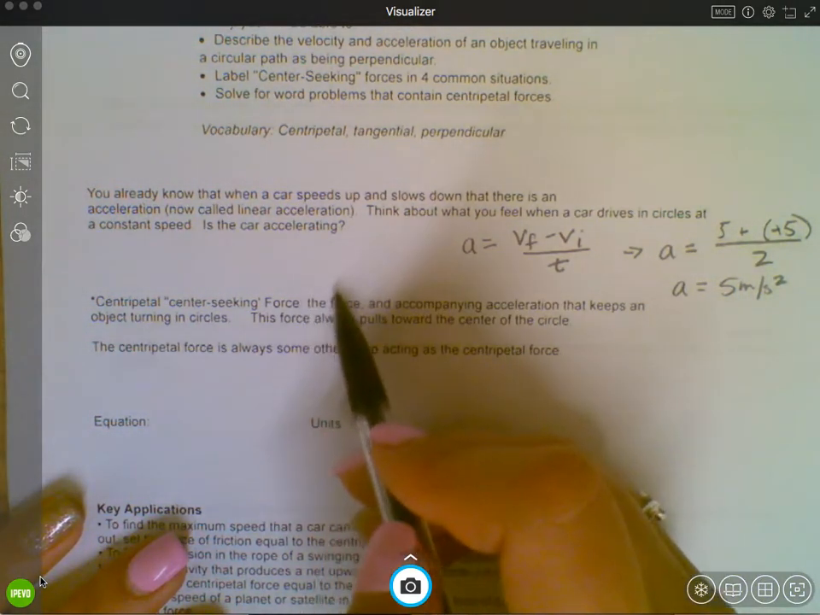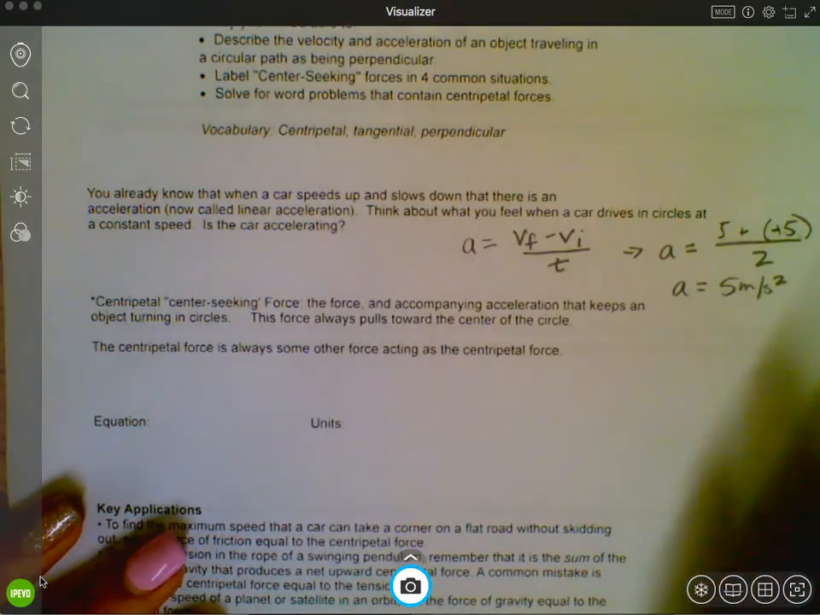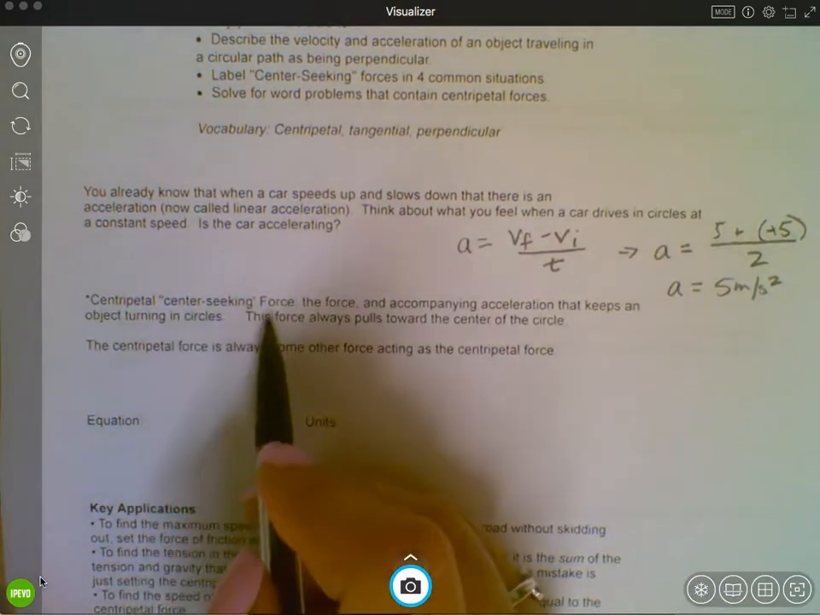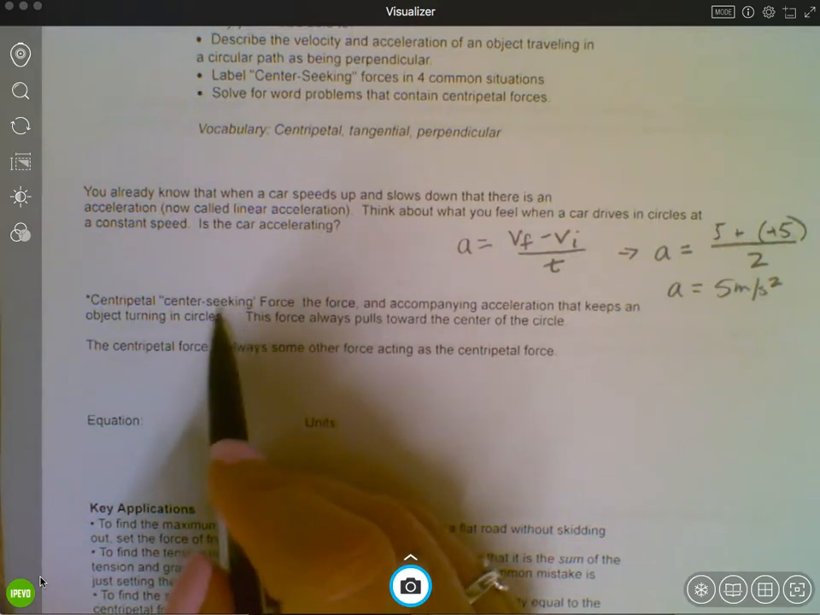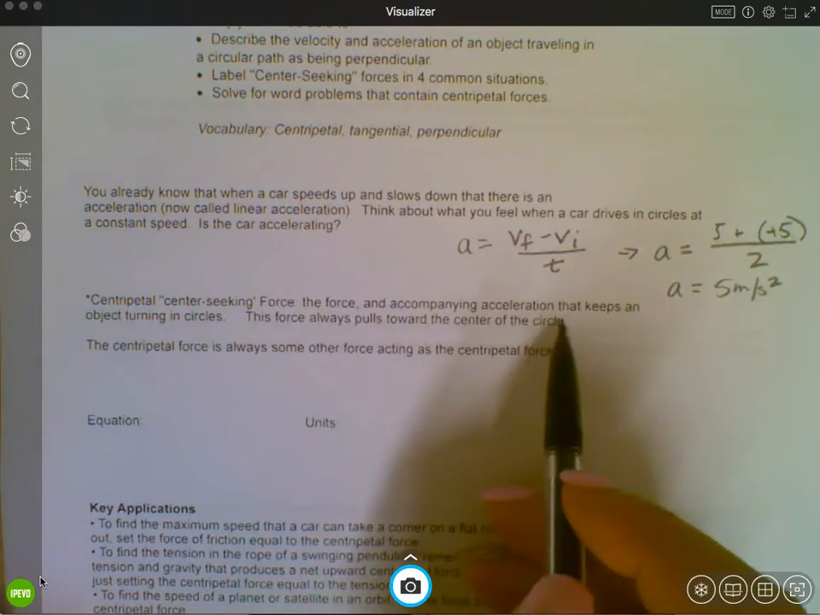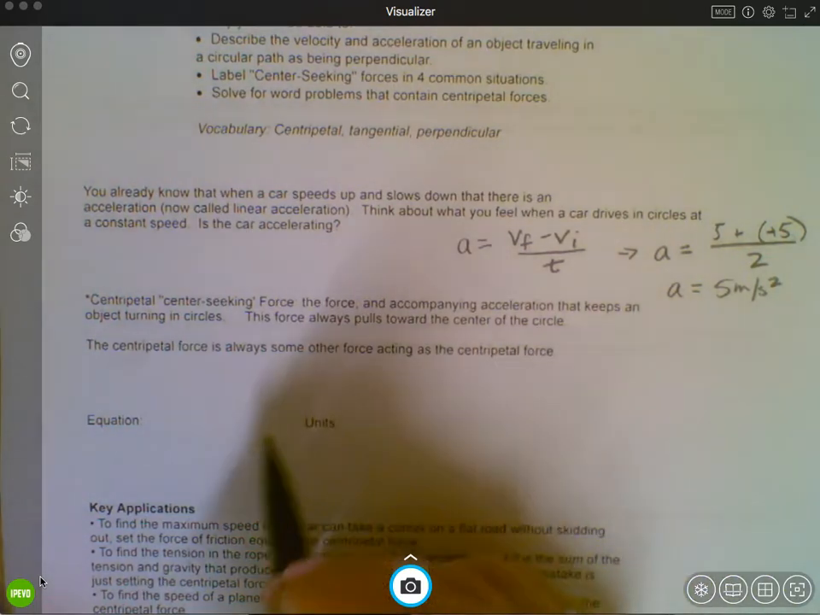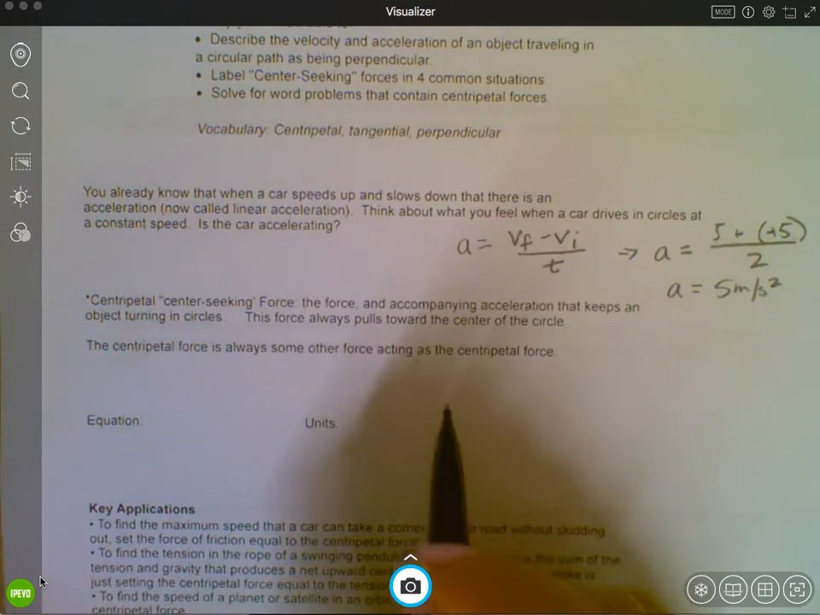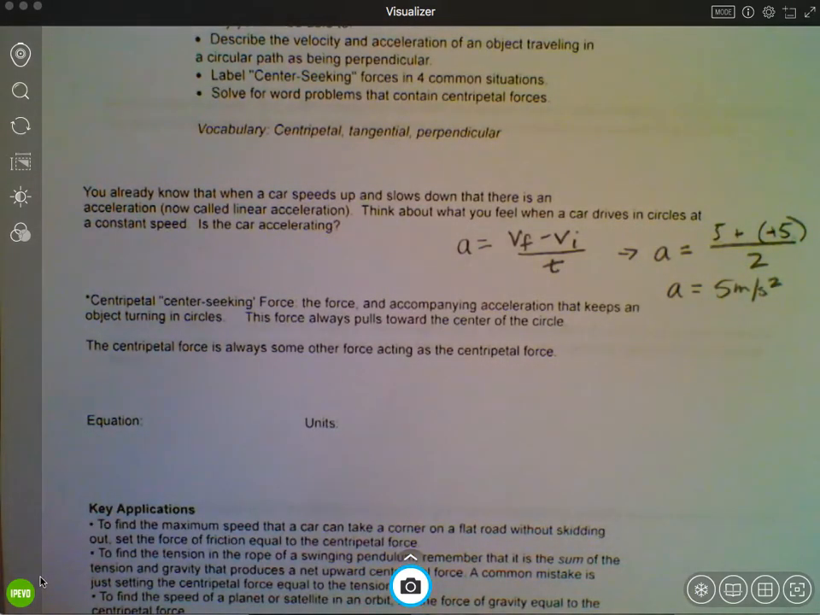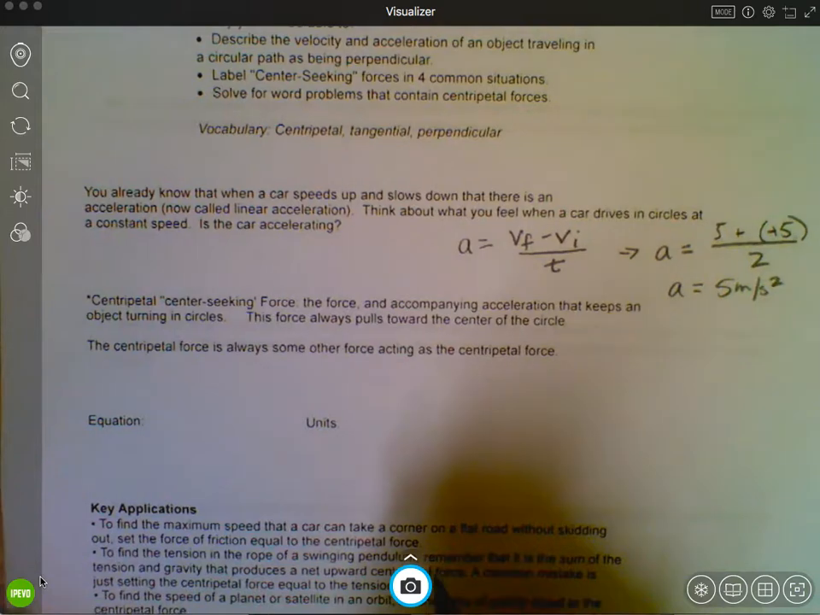So anytime anything's going in a circle, it's constantly changing direction, and so we say that it is accelerating. Now the centripetal force, or the center-seeking force, is a force that's going toward the center of the circle. This force and the accompanying acceleration keep the object turning in circles. This force always pulls toward the center. The centripetal force is always some other force. So the centripetal force is not a force on its own. It's not a new force. It's just all the other forces we've learned about, tension, friction, normal force, gravity, pulling toward the circle. It's not a force on its own, so it's built from other forces.